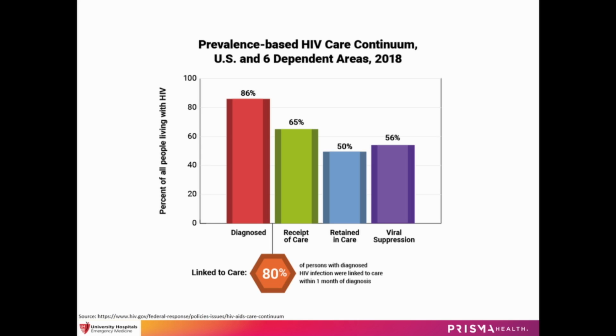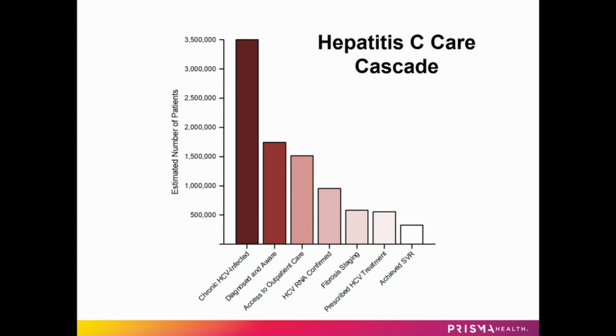And then it steps down from there in terms of linkage to care, initiation of treatment, and so forth. This is the comparable cascade for hepatitis C, right? And if you look at the sheer numbers, it's pretty astounding. Hepatitis C is orders of magnitude higher than HIV in terms of prevalence and incidence, mostly driven by injection drug use and the opioid epidemic currently. But what you can see here is that we have a long way to go.